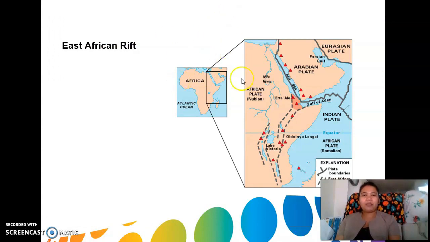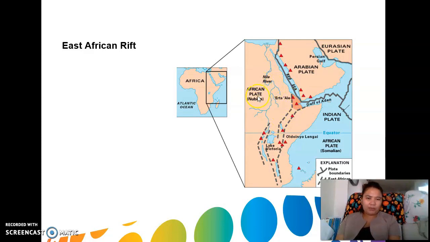Now, if it happens on land, it is referred to as a rift, or cracks or fissures on the continental crust. It's just like the East African rift. In this case, let's have this one. These are the plate boundaries. That would be the Arabian plate, and then of course the African plate here, and then you have here the East African rift zone.